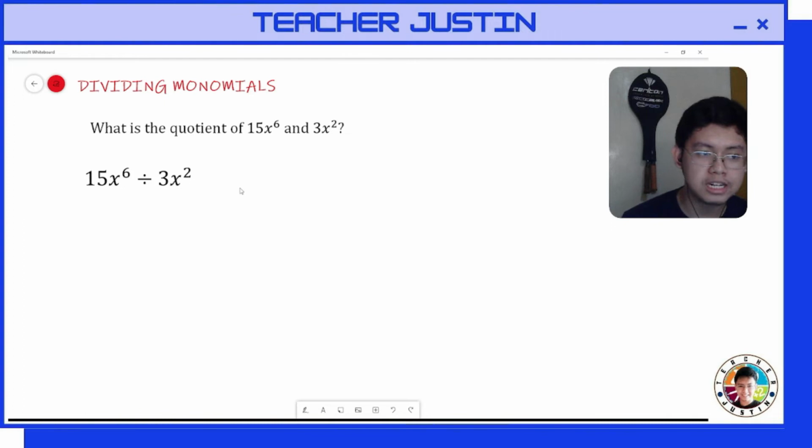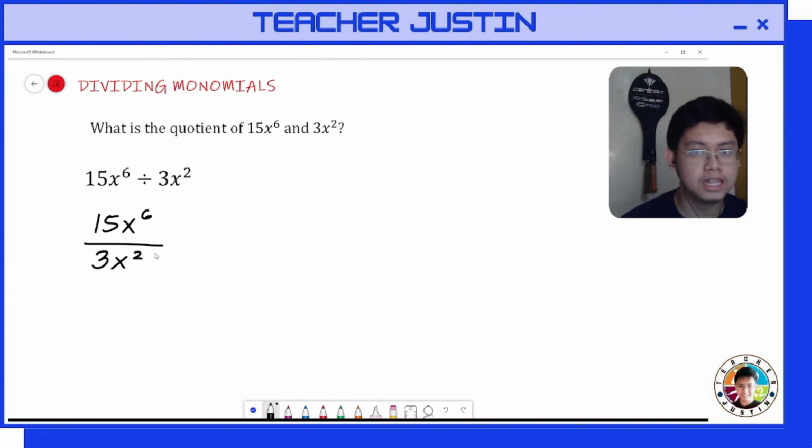Now, we can also rewrite this into fraction form, wherein 15x raised to 6 will be our numerator and our denominator will be 3x squared. And we will now perform dividing monomials. We divide the coefficient by the coefficient, variable by the variable. So 15 divided by 3 is 5.